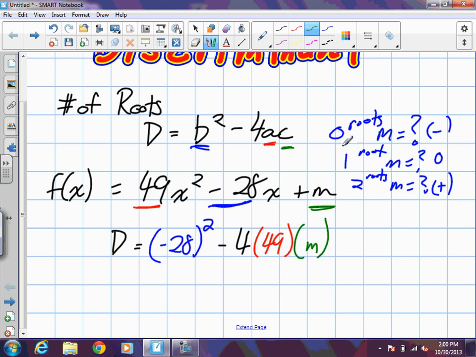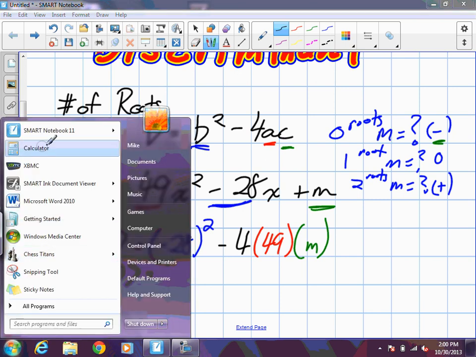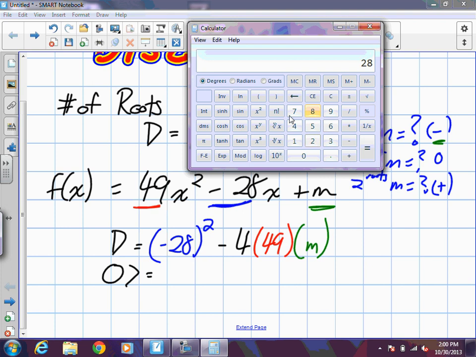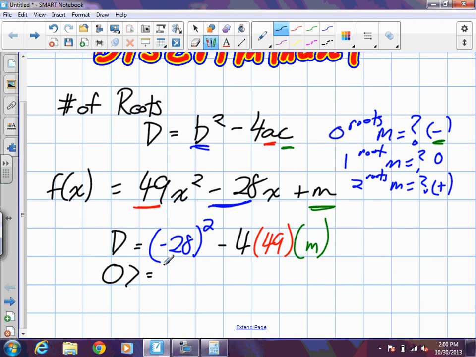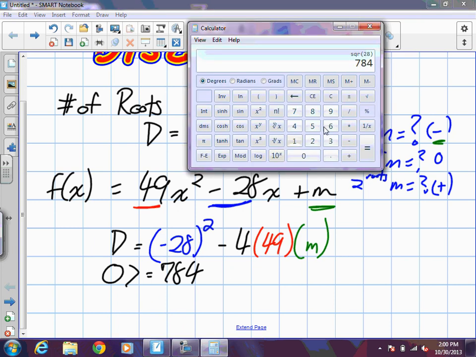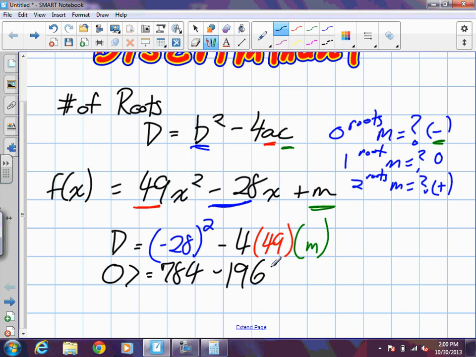So in our first one, we're looking for a negative value. So in other words, our discriminant is less than 0. So we're looking for when 0 is greater than, or this means a less than sign. We're looking for a value that is less than 0. Okay? So what's negative 28 squared? Do we have a calculator here? Sure. It's the same as 28 squared, which in this case is 784. Over here, we need to multiply negative 4 times 49 equals negative 196. Okay, negative 196 times m is still m.